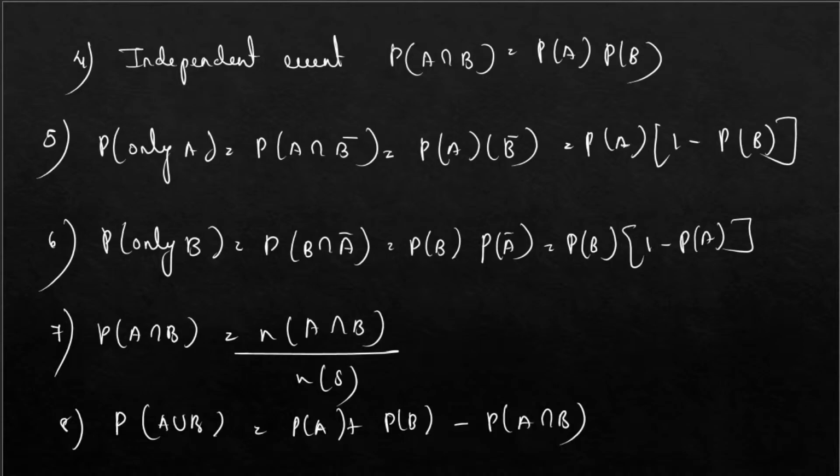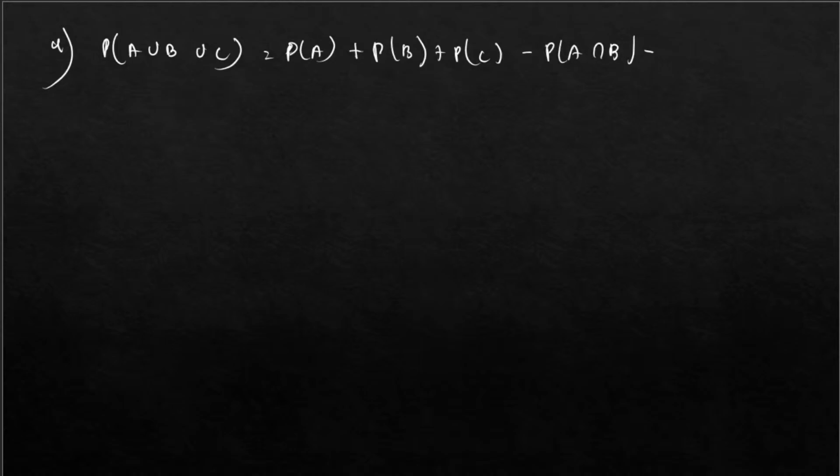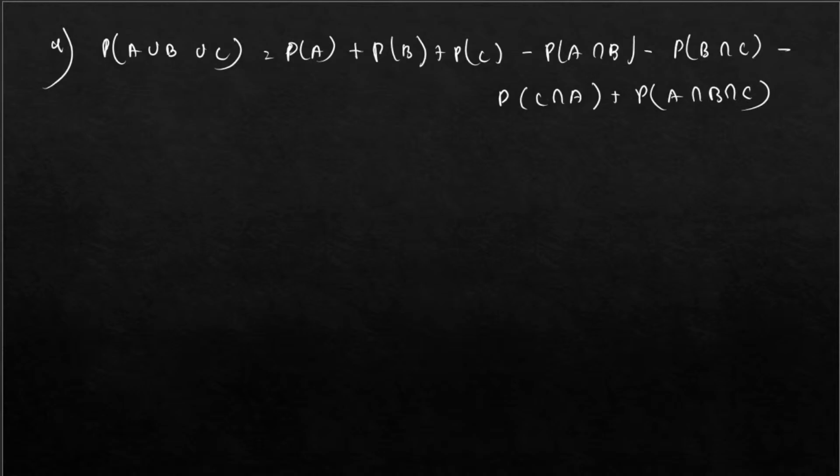Okay, so let's see now the ninth one. Probability of A union B union C is probability of A plus probability of B plus probability of C minus probability of A intersection B minus B intersection C minus probability of C intersection A plus probability of A intersection B intersection C. Okay, and do have the knowledge about Bayes theorem and total probability. Okay, have that knowledge as well.